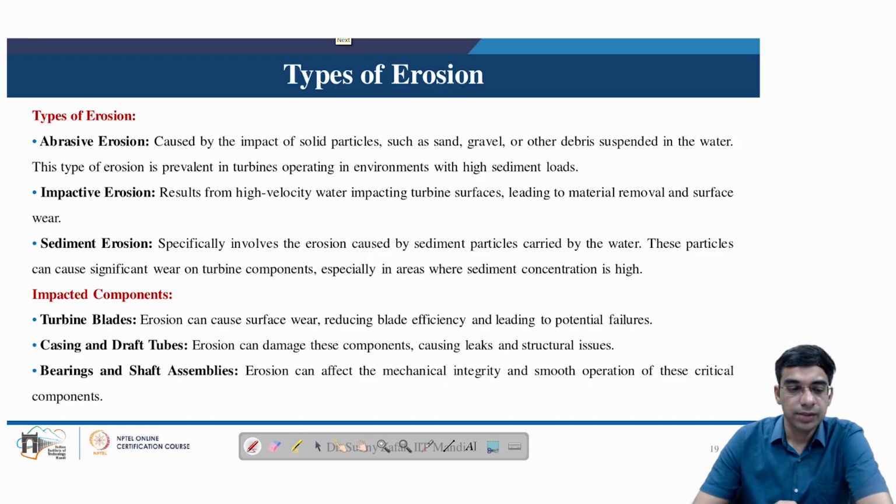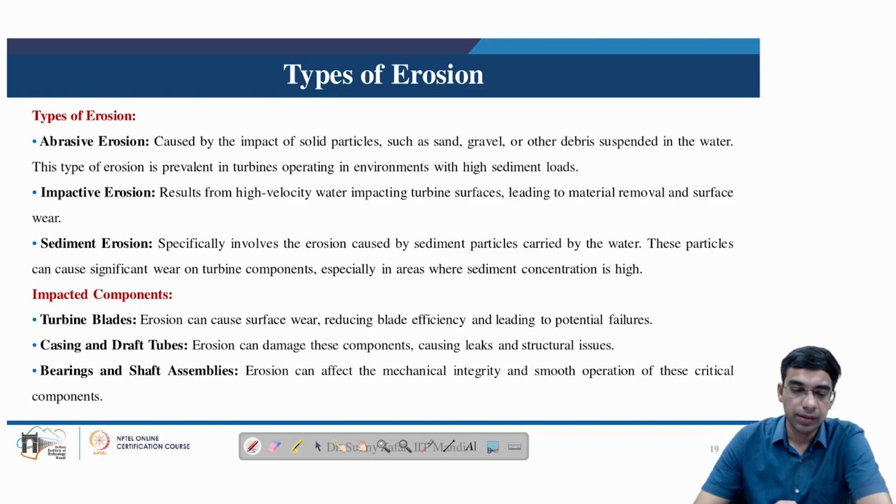So erosion is basically caused by several reasons, in which the primary and most popular reason is abrasive erosion. This is caused by the impact of solid particles. These are abrasive particles of grain, gravel or other debris suspended in water. This type of erosion is prevalent in turbines operating in environments with high sediment loads.